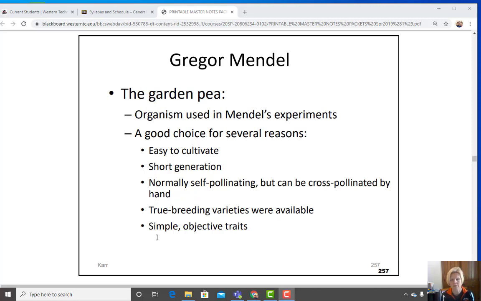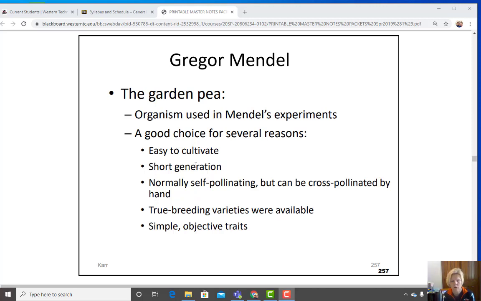So what he liked about the garden pea is it was easy to grow. When you talk about cultivate, it just means easy to maintain and grow in a lab setting. It had a short generation time, which means that once you cross-pollinated two plants, you could get the seeds and the embryos and a new generation of plants, the next generation, which we call the F1 generation. You could get that fairly quickly, so he could run through his experiments rather fast and repeat them rather quickly to come up with his conclusions.